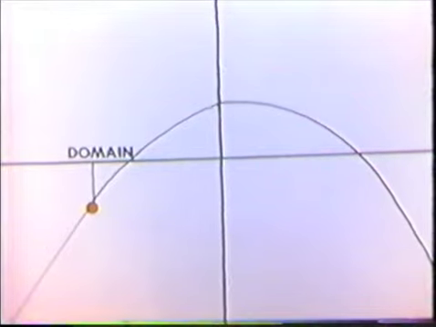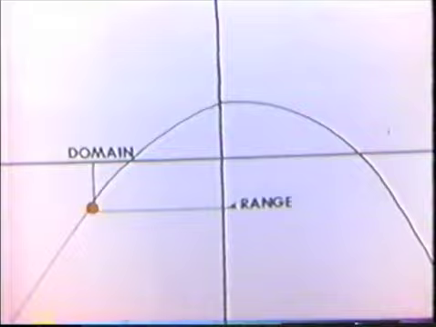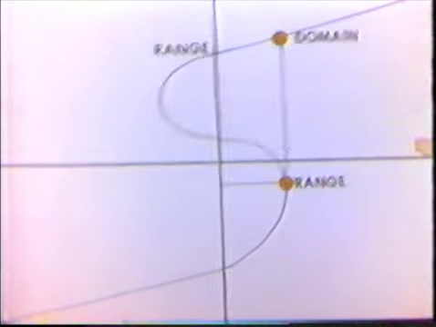Likewise, this graph is the graph of a function, since for every element in the domain, there is one and only one element in the range. This is not the graph of a function.